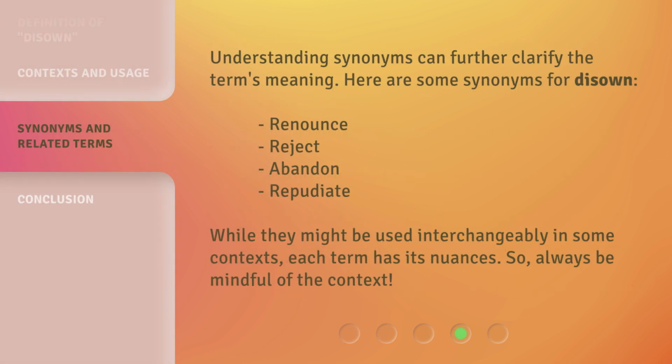Understanding synonyms can further clarify the term's meaning. Here are some synonyms for disown: renounce, reject, abandon, repudiate. While they might be used interchangeably in some contexts, each term has its nuances. So, always be mindful of the context.